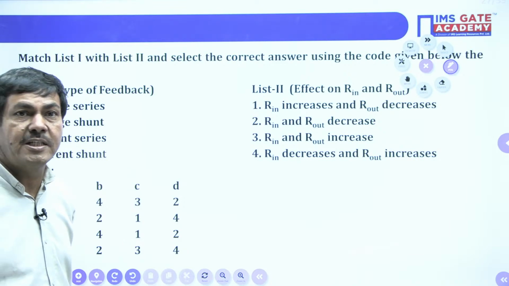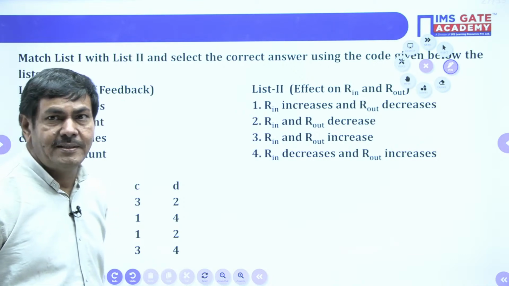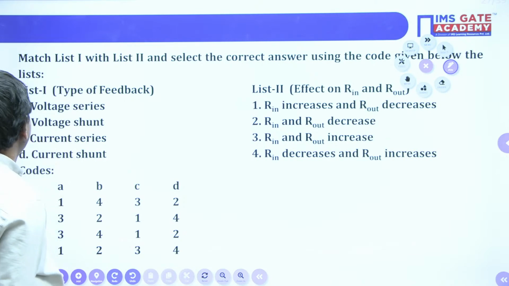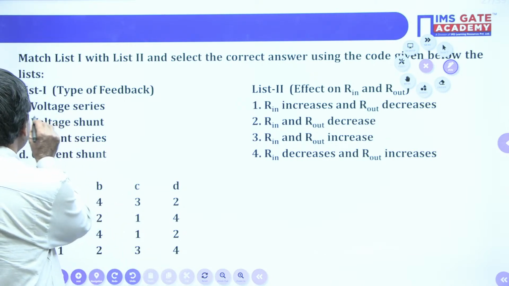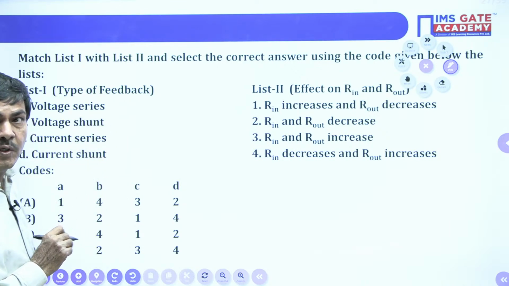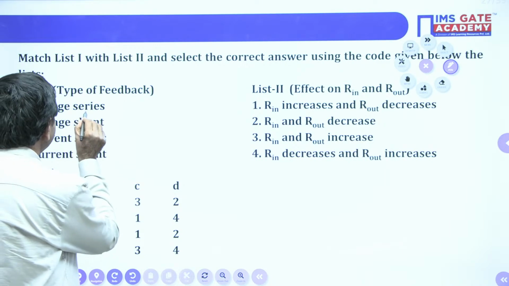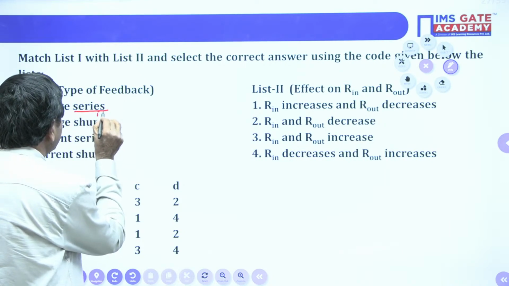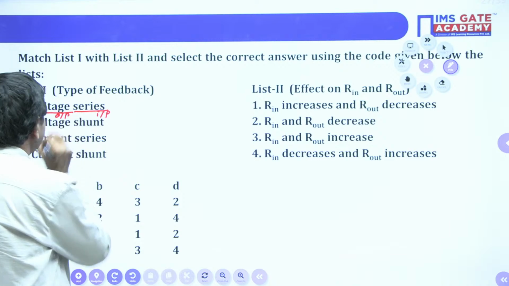How can we do this question? Listen now. No need to mug up any formula. Directly we can do this question. Here the type of feedback initially given in list 1 is voltage series. We know very well series indicates the input circuit only. Voltage, the first word, indicates the output circuit only.